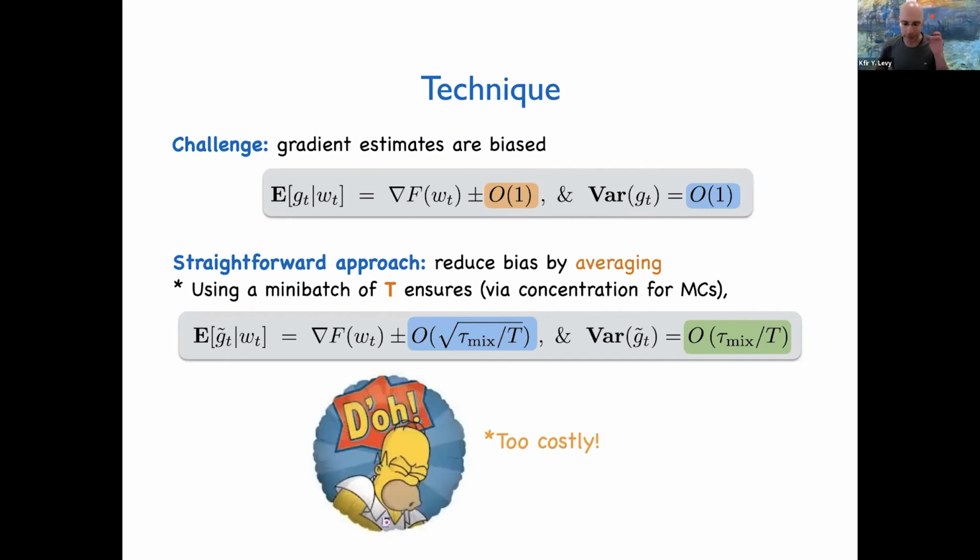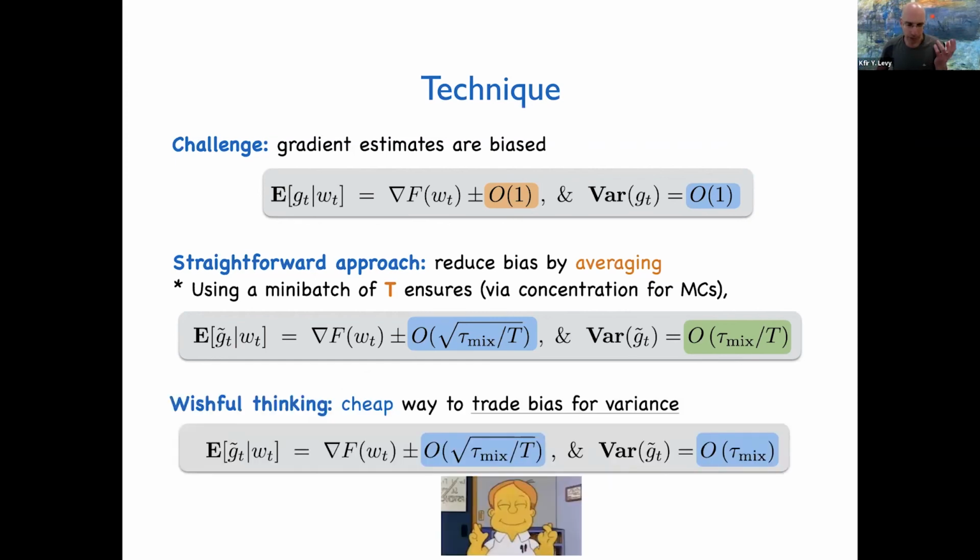So this is nice, but the problem with this estimator is that it's too costly. You have to spend T samples to get one estimate of this G tilde. So what can we do? We can use the weapon of wishful thinking. We can hope that there would be a cheap way, using few samples, to trade off the bias and the variance.